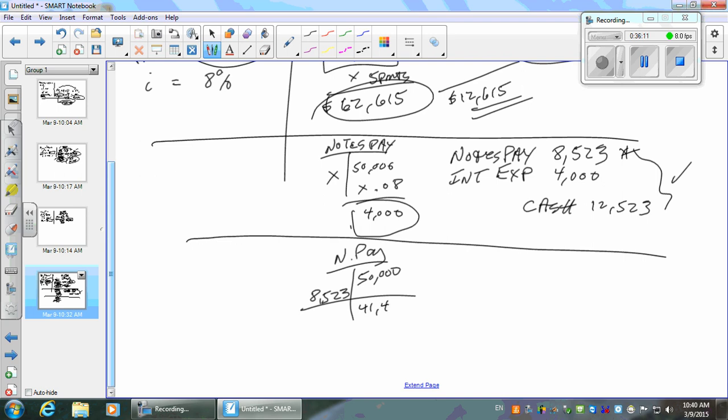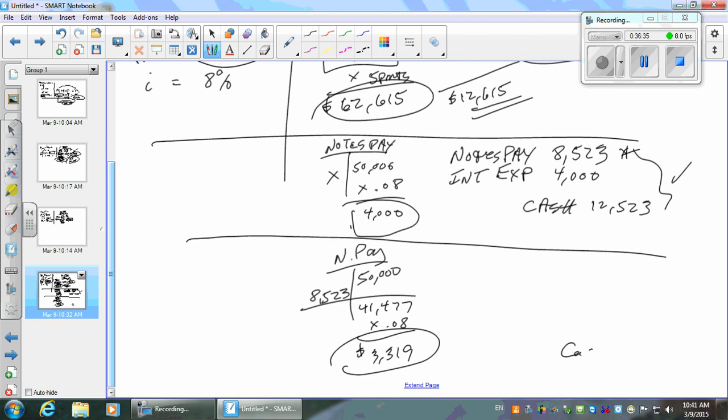41,477. Is that what that is? Okay. Guess how much we're going to pay interest on this time? 41,477. What interest rate is it going to be, of course? 8%. You guys are getting it. How much interest is there going to be? So we'll write it, okay? 3,319. So what's your journal entry going to be?